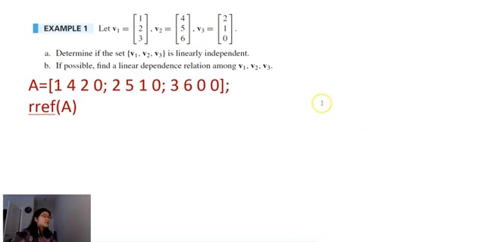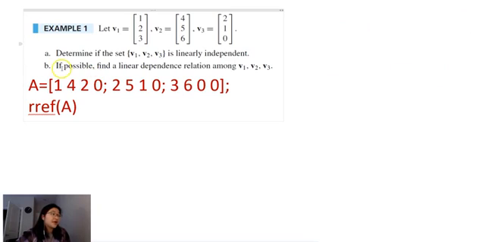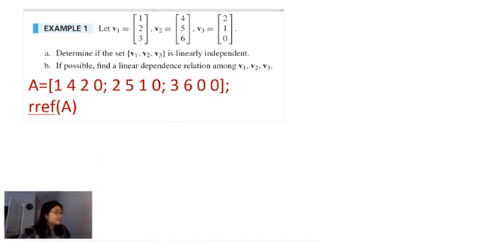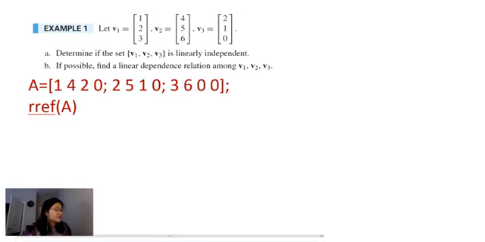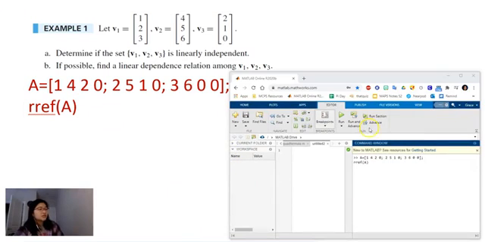So, let's look at this example. This is our example from the beginning. Is this set of vectors linearly independent? So, we're figuring out if it's linearly independent, and if it is not, then we can find a linear dependence relation among them. So this is what we're going to put into MATLAB, and we'll see how this goes. So we have MATLAB, and so let's hit enter on this and see what we get.